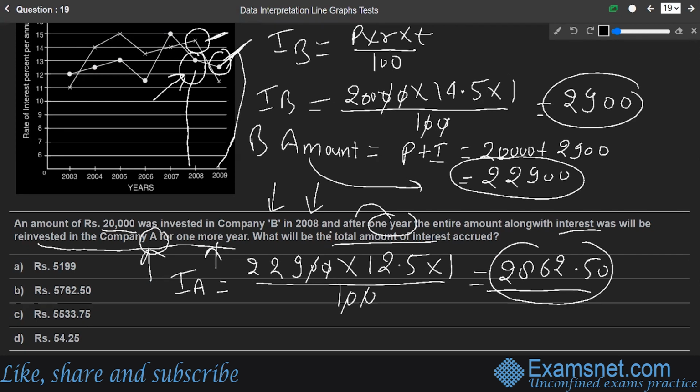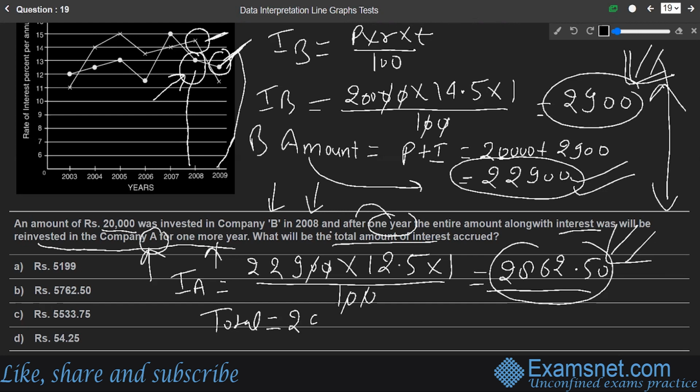From company A, the interest earned was 2,900, and from company B it is coming out to be 2,862.50. So these are the two interests that need to be added up. The total interest will be nothing but the summation of these two interests, that is 2,900 plus 2,862.50 rupees. If we add this together, this comes out to be rupees 5,762.50. So that becomes the right answer, available in option number B.